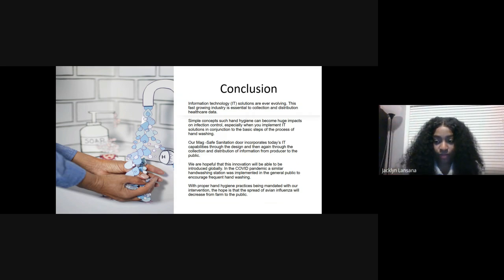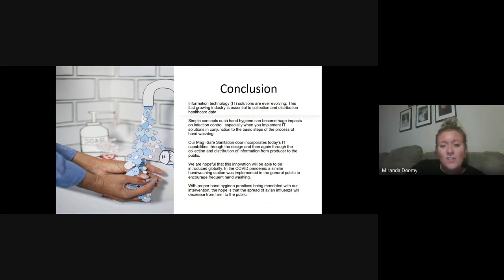So in conclusion, our information technology solutions are ever evolving. This fast-growing industry is essential to collection and distribution of data for public health. Simple concepts such as hand hygiene can have a huge impact on infection control, especially when you tie in IT solutions to those basic steps of the process. The MagSafe sanitation incorporates today's IT capabilities through the design and then again through collection and distribution of data from the producer to the public.